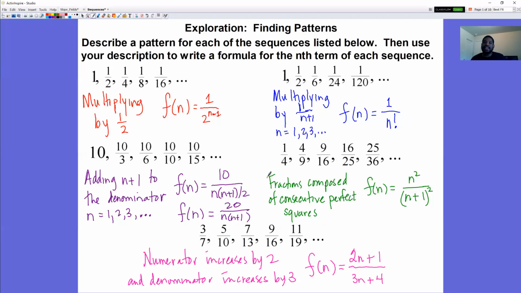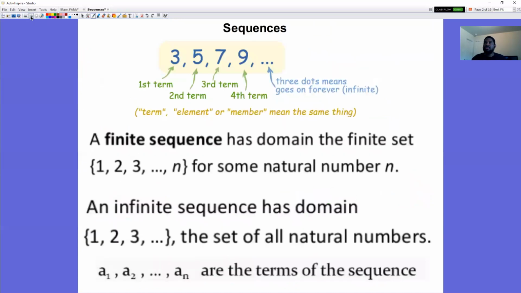Okay. Now, again, with this exploration, we're just looking here and identifying different types of patterns for each of these sequences of numbers. Okay. So that leads us into sequences.